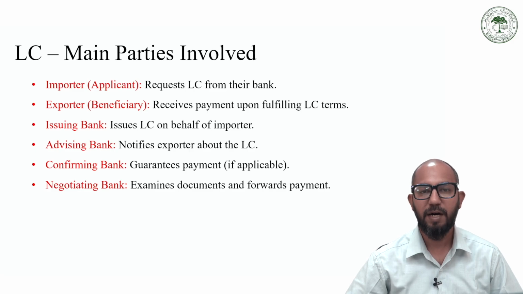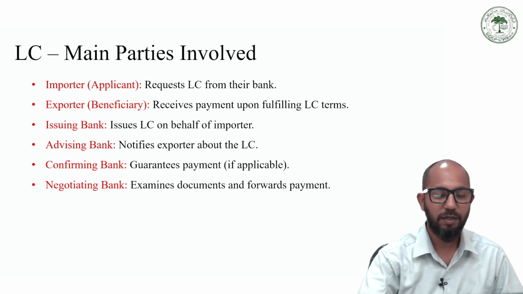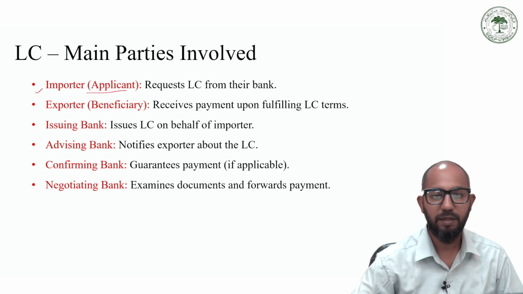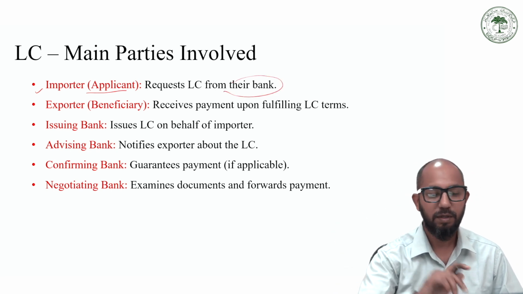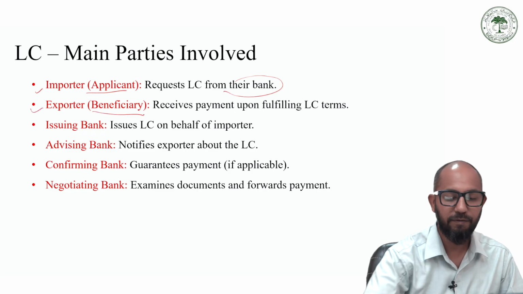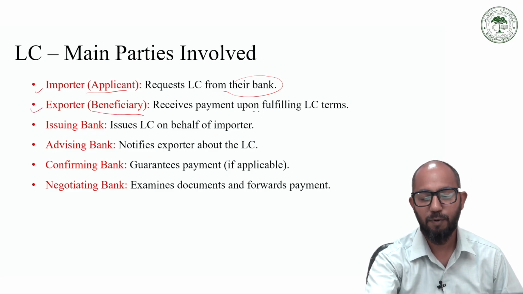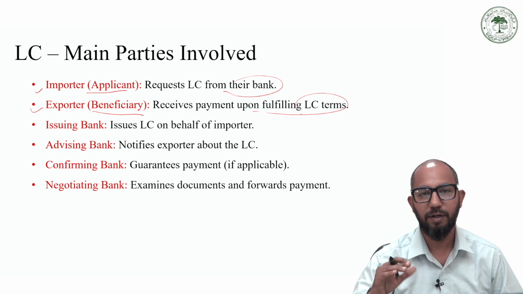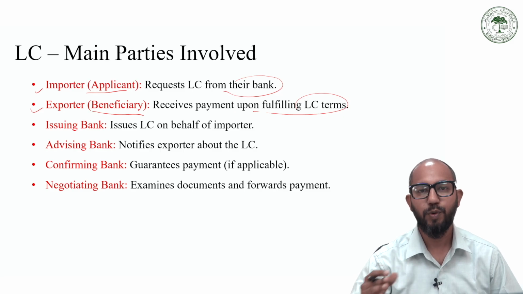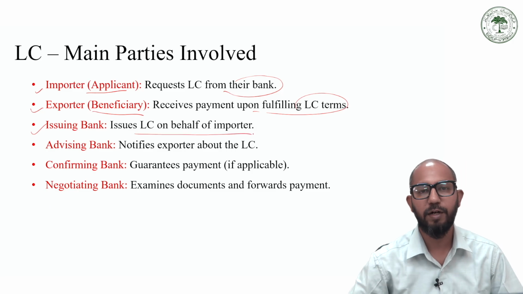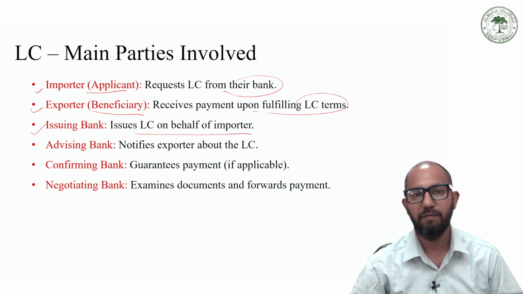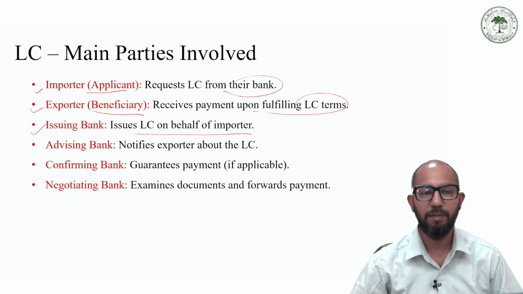What are the main parties involved in letter of credit? The importer, who is the applicant, requests letter of credit from their bank in their home country. The second is exporter, who is the beneficiary, receives payment upon fulfilling the letter of credit terms which are being mutually decided. Then there is an issuing bank which issues letter of credit on behalf of the importer. Generally, this is a foreign bank which is operating in the country of the importer.